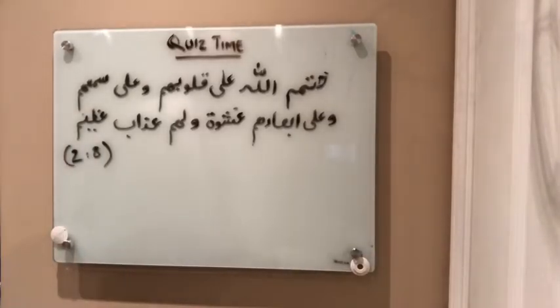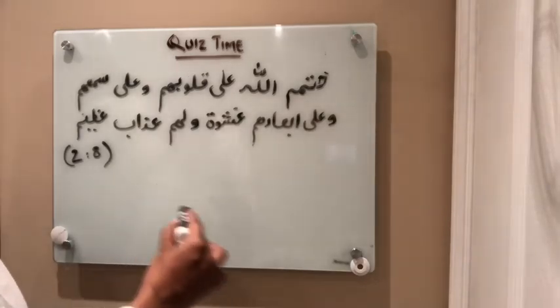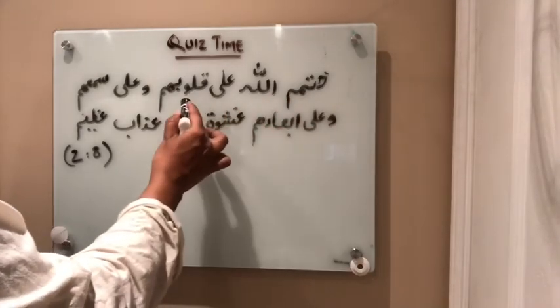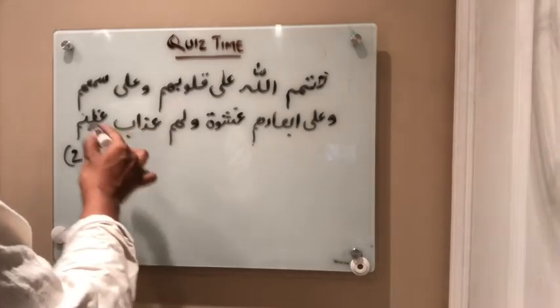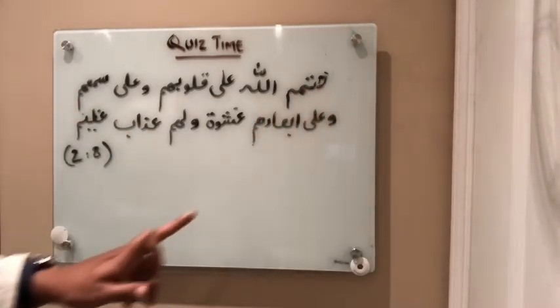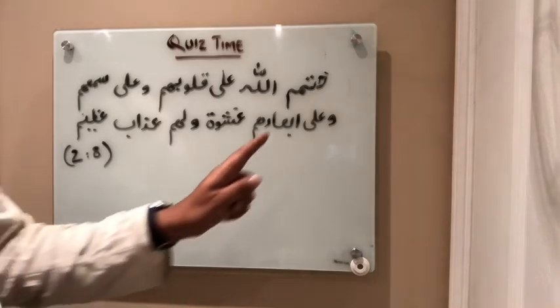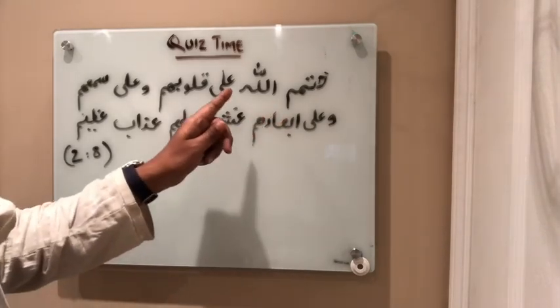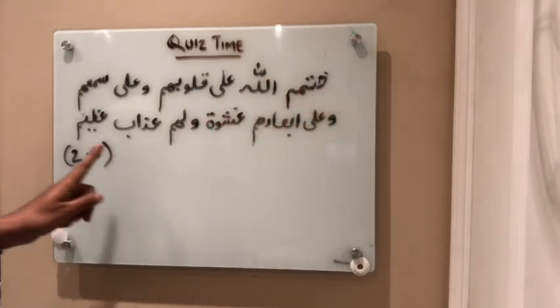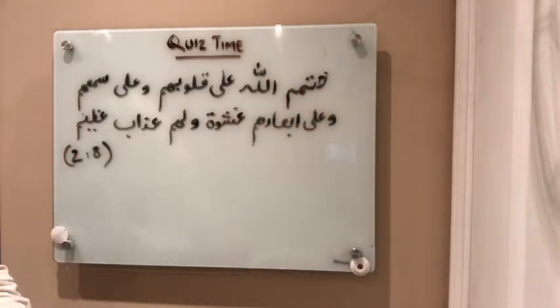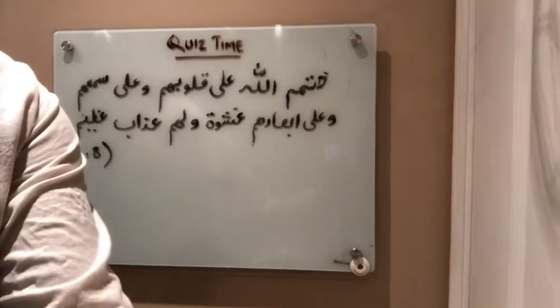Quiz time. The quiz of this lesson is Suratul Baqarah, ayat number 8. ختم الله على قلوبهم وعلى سمعهم وعلى أبصارهم غشاوة ولهم عذاب عظيم. How many connected pronouns are there from ختم الله to Azabun Azim? Type in your answers in the comment section. I'll be looking forward to that.